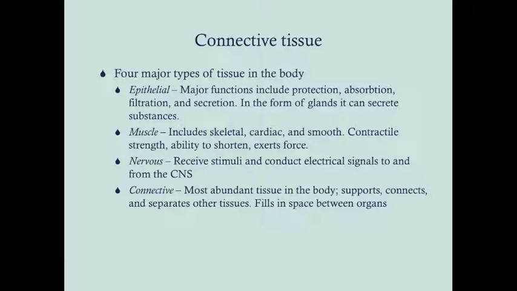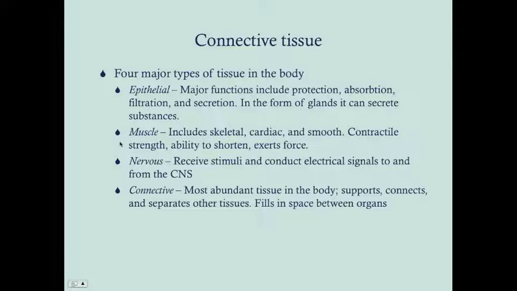There are 4 major types of tissue in the body: epithelial, muscle, nervous, and connective tissue. Epithelial tissue primarily serves to protect. It also absorbs substances. It filtrates, particularly in the kidneys. And when it's in the form of glands, it secretes substances. Muscular tissue includes skeletal, cardiac, and smooth. They share in common that they have contractile strength. They have the ability to shorten and exert force. Nervous tissue obviously receives stimuli and conducts electrical signals to and from the CNS.